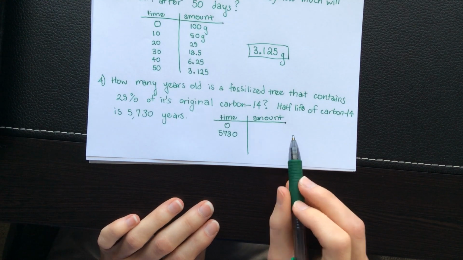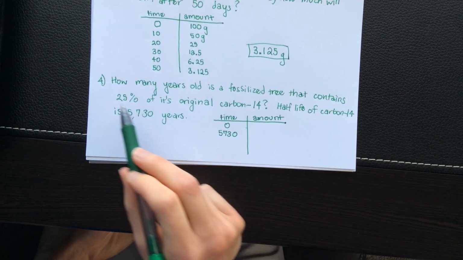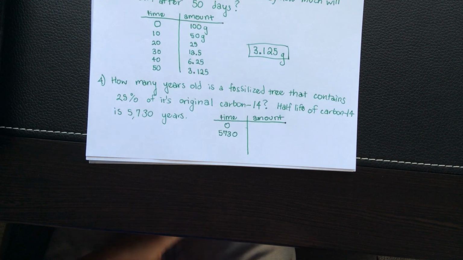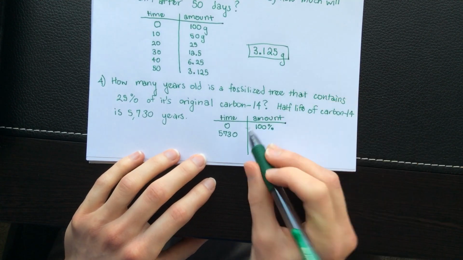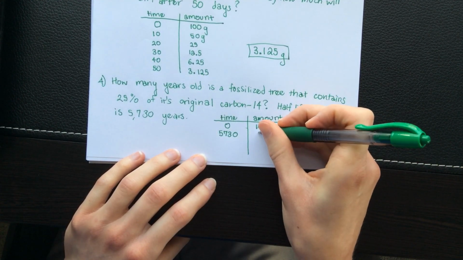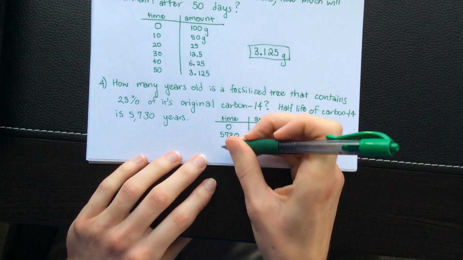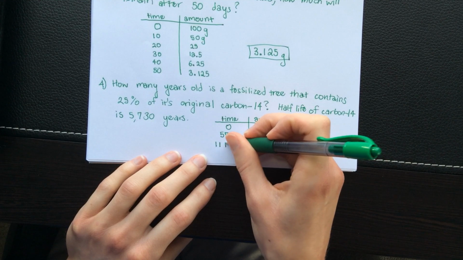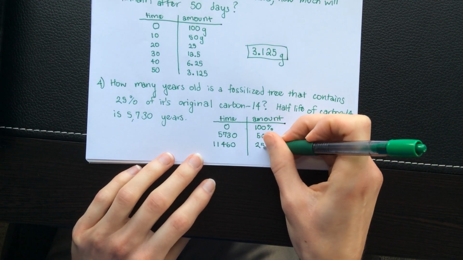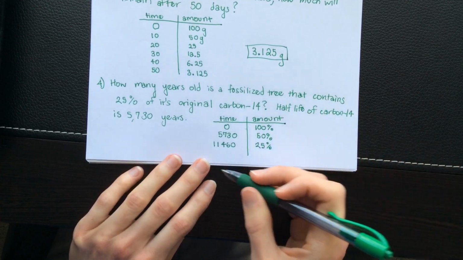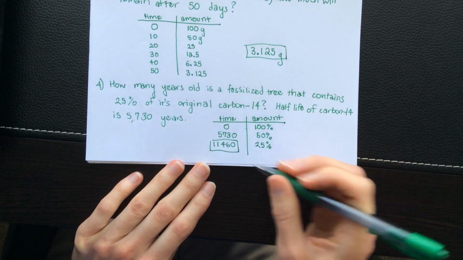Now the tricky thing is that they didn't give me an initial amount. They didn't tell me how much I'm starting with. But since I'm talking about percentages here, I can just assume that I started with 100%. So if I started with 100% after one half-life, I'll have 50%. And after another half-life, which if I'm adding this right in my head, would be that number, I'll have 25%. So the tree would be 11,460 years old.